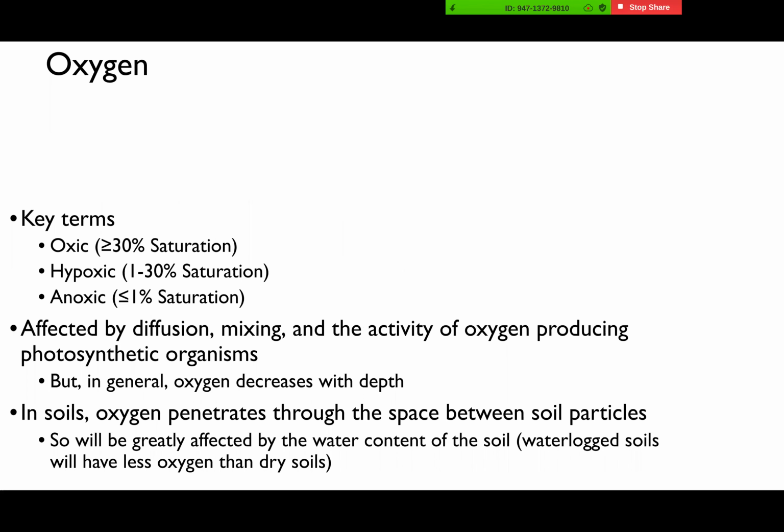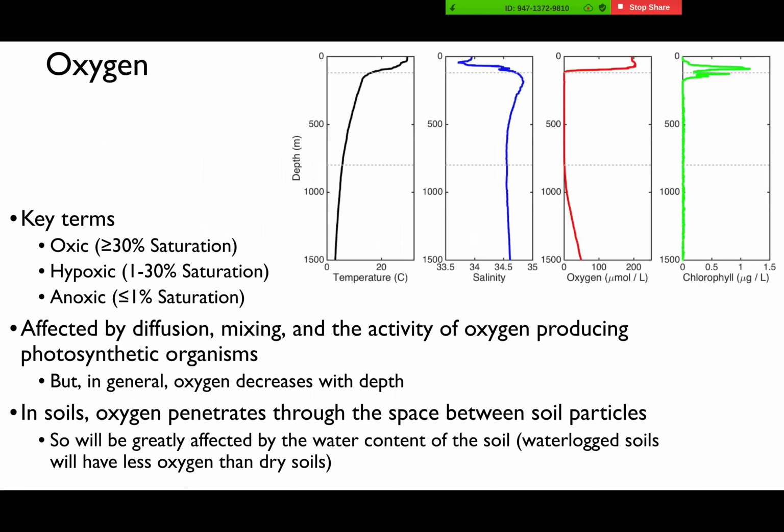Now, what we're looking at here is some more terminology, where we have a few key terms. Oxic, which is greater than 30% saturation. And this is relative to the saturation of oxygen in the atmosphere. So there's a consistent amount of oxygen in the atmosphere, and when we say saturation, it's all relative to how it compares to the saturation of oxygen in the atmosphere itself. So that's oxic, above or equal to 30% saturation; hypoxic, which is 1 to 30% saturation; and anoxic, which is less than 1% saturation.